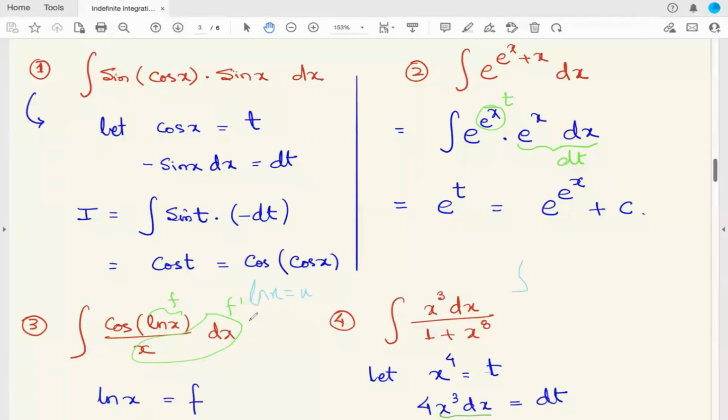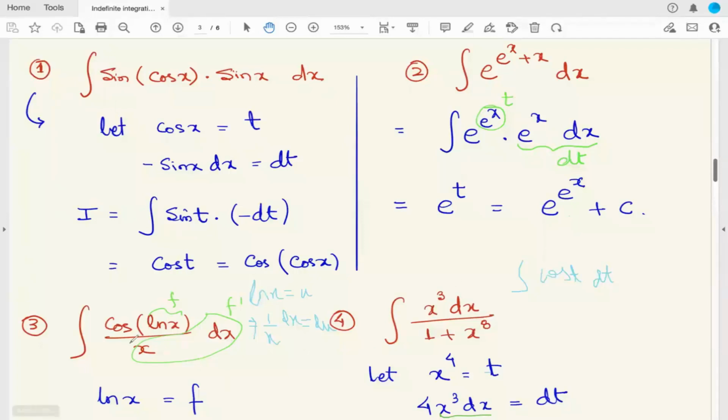So when we differentiate it, what we get is 1 by x dx is equal to du. So how does our new integrand look? Our new integrand looks like cos t, and the rest of the part is a simple dt, right? Look at how the technique of substitution helps to solve the complex integrand into a simple form.